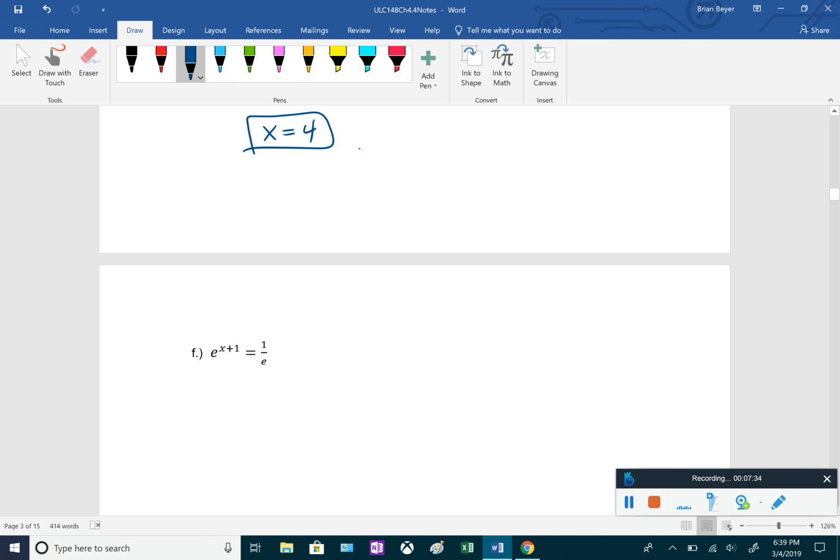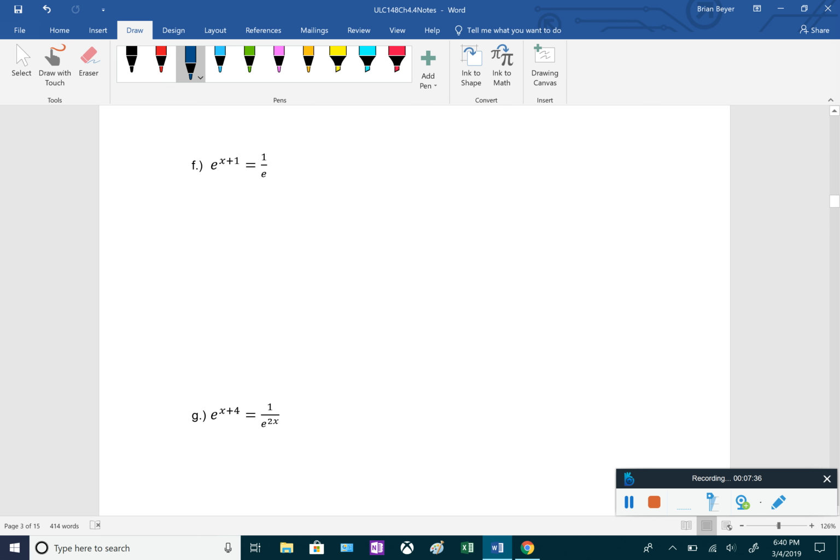Okay, and then for the next ones, let's do 2 more. So we have e to the (x plus 1) equals 1 over e. We have to do the same thing that we just did. It's e to the (x plus 1) equals e to the negative 1. We have to rewrite it with the correct base. Once we get the same base, equate the exponents, and the linear equation is what remains. Subtract 1 on both sides, we get x equals negative 2.